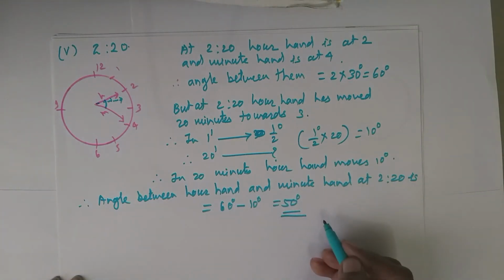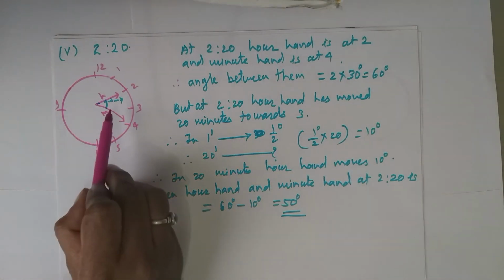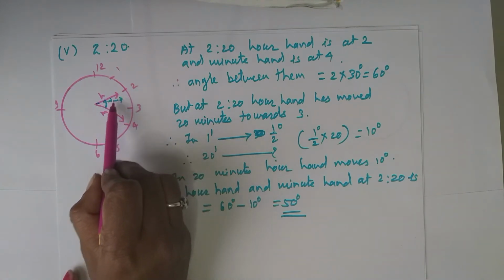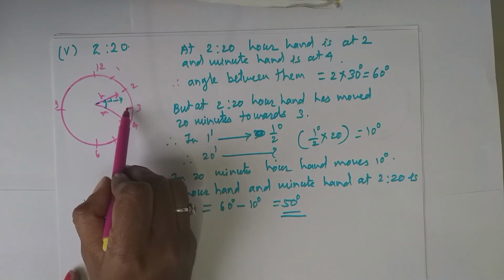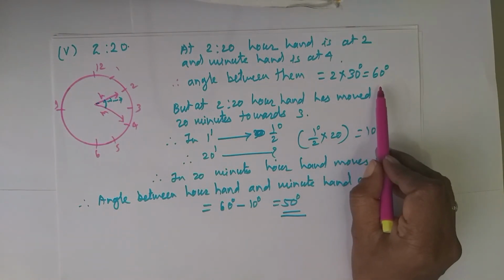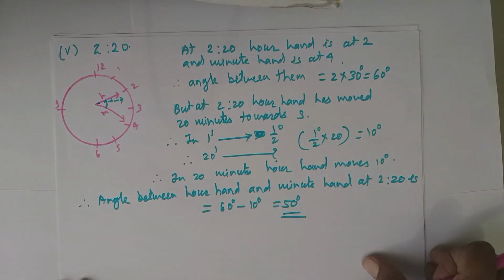I have to subtract this 10 degrees because at 2:20 the hour hand is not exactly at 2, it has moved slightly towards 3, by 10 degrees. I subtracted this 10 degrees from 60 and therefore got the angle between the hour hand and minute hand, that is 50 degrees. Okay, let's see the next example.